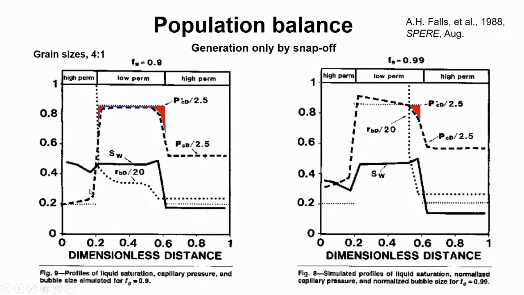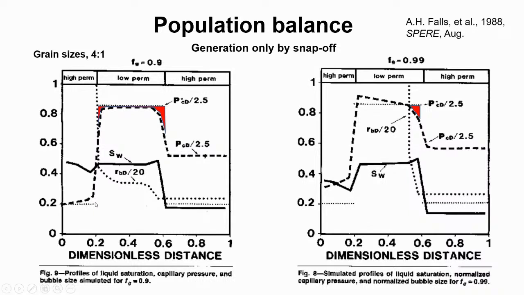The dashed curve is the calculated capillary pressure. It's low in the high permeability region, it gets higher in the low permeability region, and it gets a medium value in the high permeability region. The dotted line is the critical capillary pressure for snap-off. If you get below this capillary pressure, you'll have snap-off.